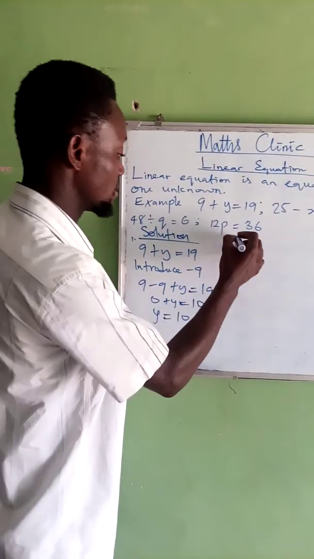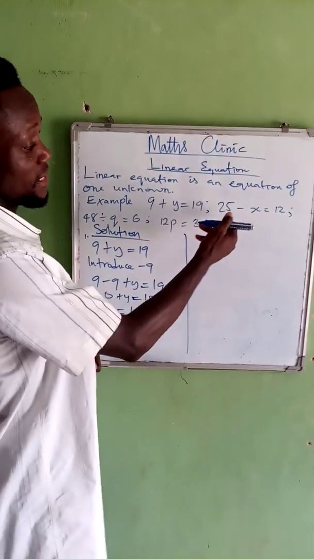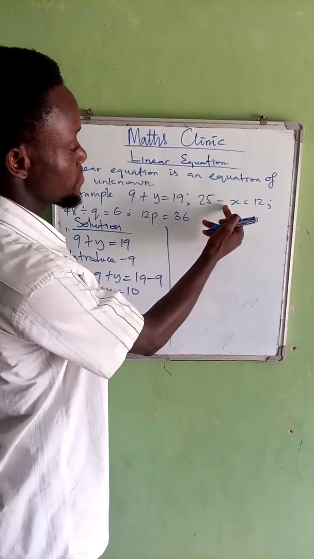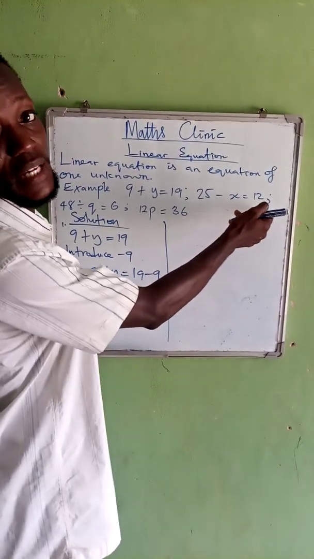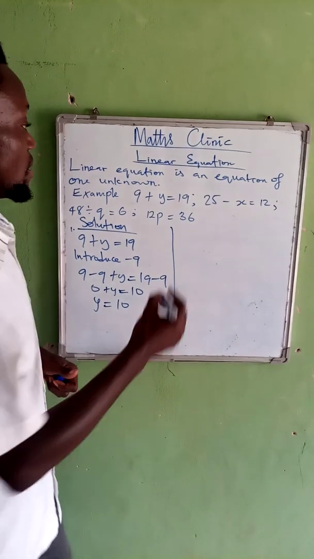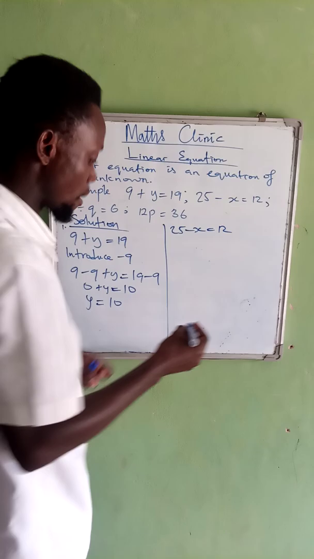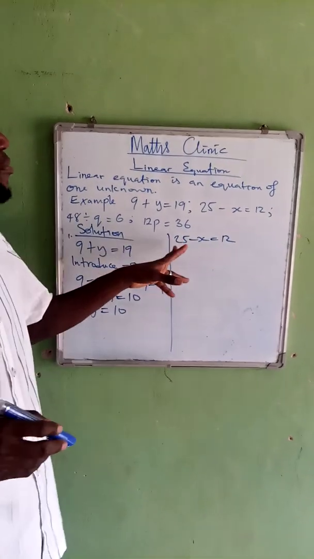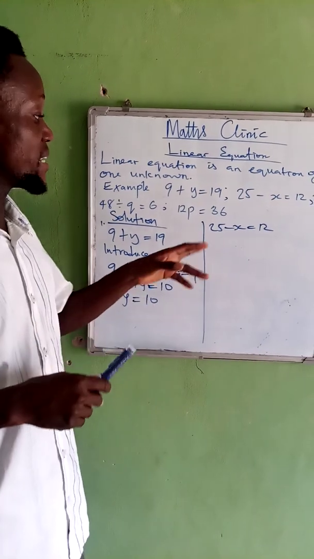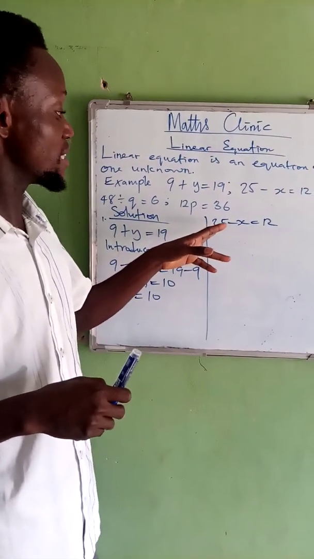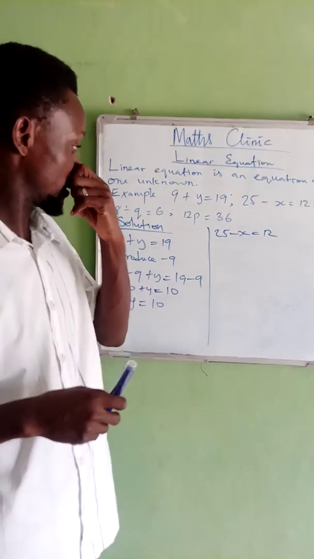Now the second one, 25 minus x equals 12. This is a negative number. This is a positive number, giving you a positive result. 25 minus x equals 12. Now what are we going to be introducing to this? We are going to be introducing a negative number to this as well. Meaning the negative of 25, this plus 25 is minus 25. Okay?